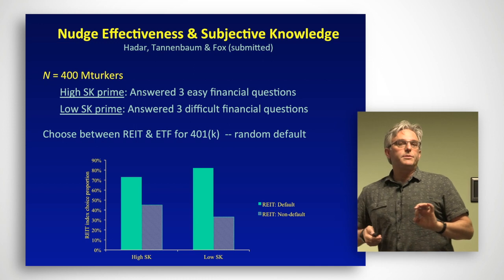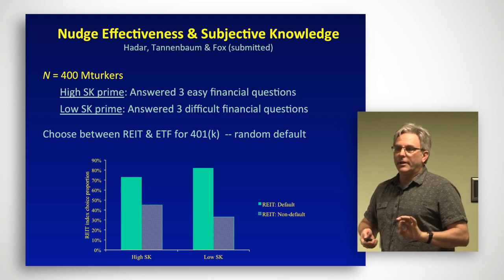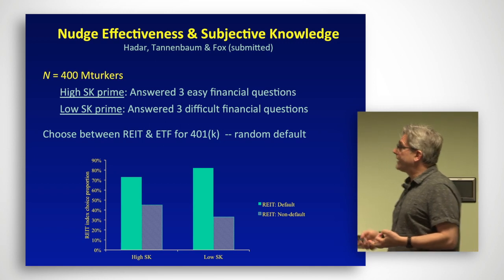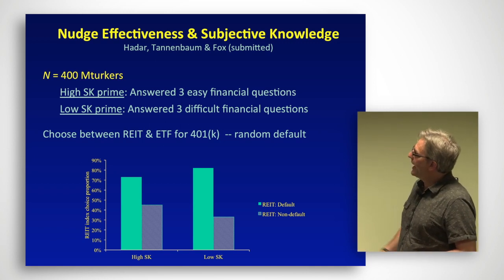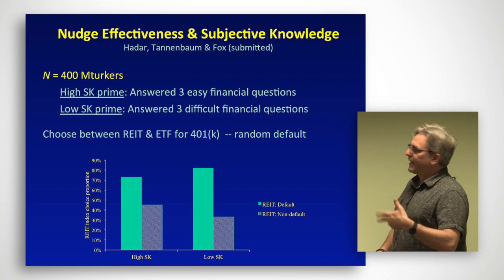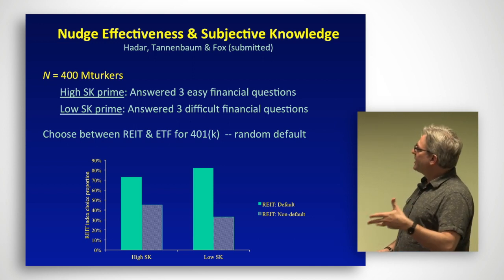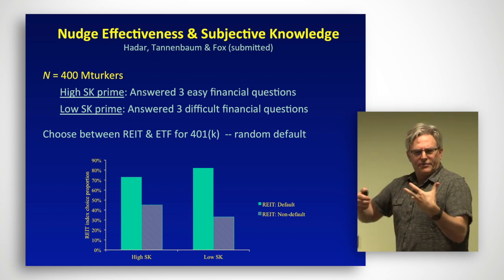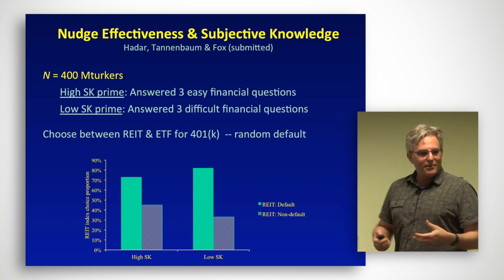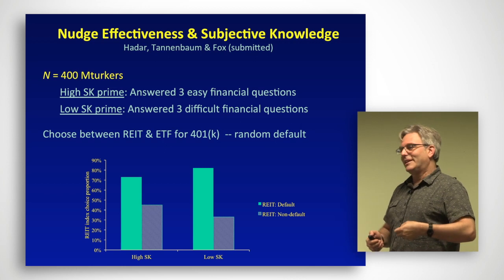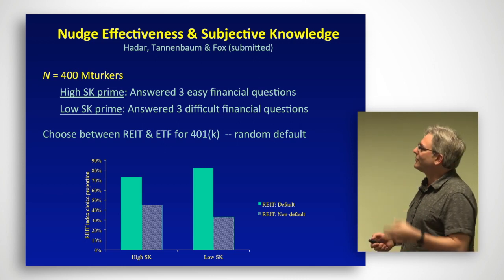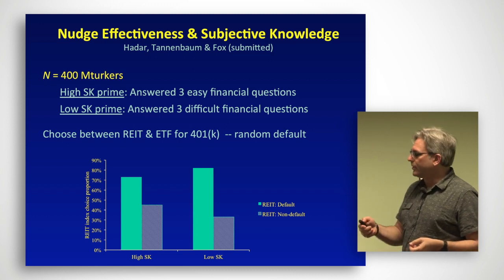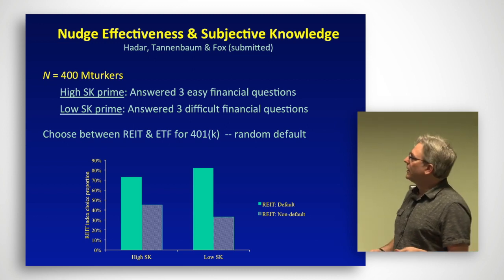But importantly, we didn't actually change people's actual level of knowledge, we just changed how confident they felt in their level of knowledge. The way we did that was in the high subjective knowledge prime, these were financial decisions people were making, so we asked them 3 really easy financial questions. And that made people feel confident, knowledgeable, right? We've all had this experience. You take an easy test, you feel like you really know the area. You get a hard test and you don't feel like you know it at all. So for the low subjective knowledge prime, we had them answer very, very difficult questions, which most of them got wrong.